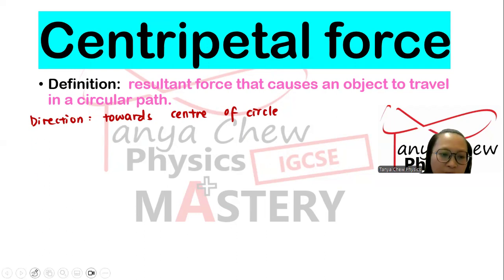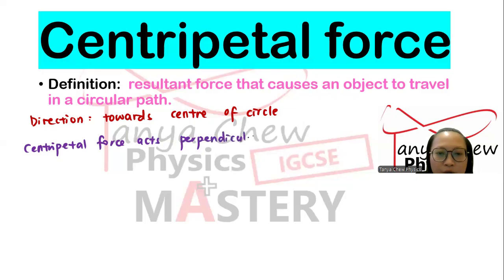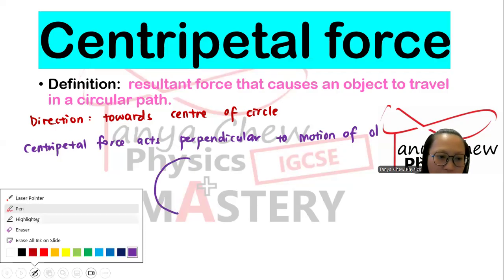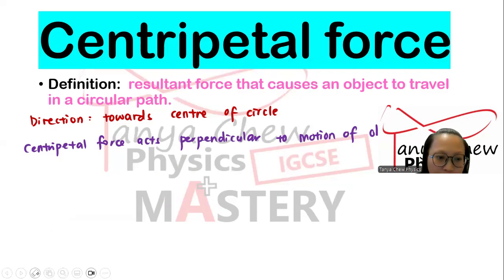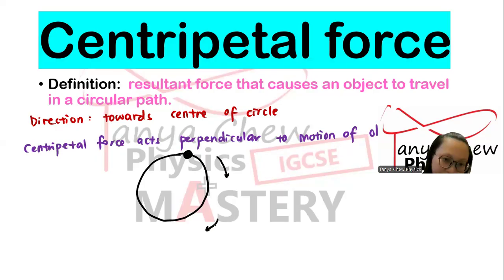And I want you to bear in mind one more thing: centripetal force acts perpendicular to the motion of the object. So in other words, like this. Okay, let me draw a circle here. You just imagine that this is a very nice circle. This object is moving in a clockwise direction around the circle, right?